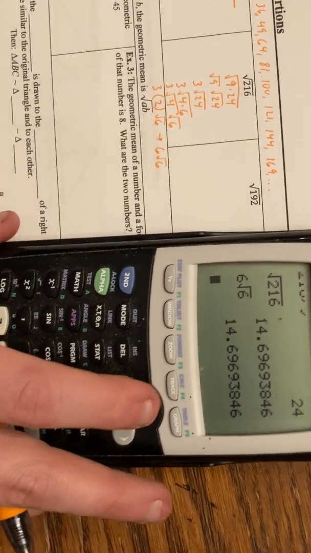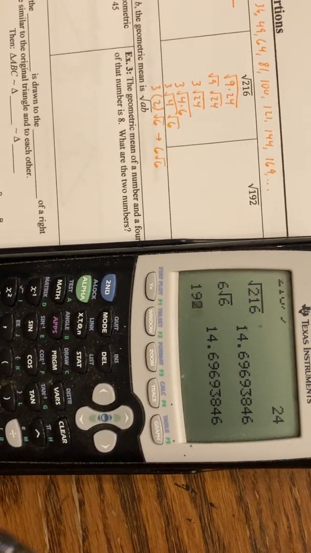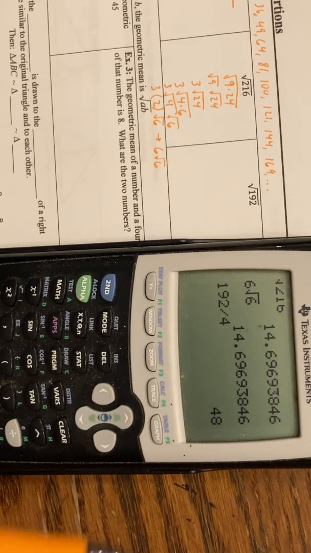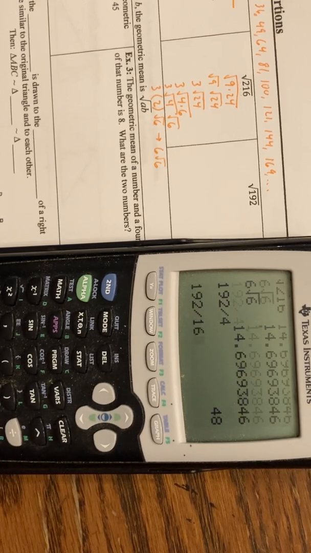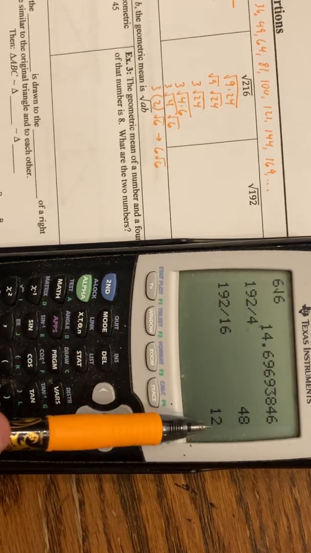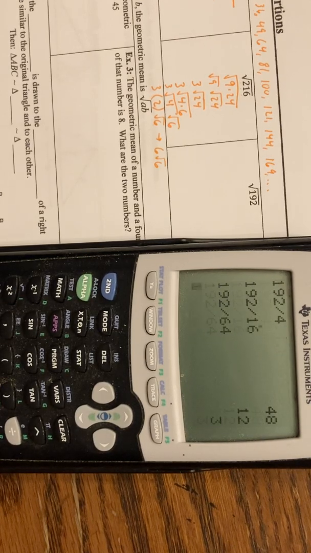Let's start figuring it out. Now, the goal is to get the largest of those perfect squares. So 192, I'm pretty sure it divides by 4, but I think I can do better. Let's try and divide it by 16. Ooh, 16, but I can do better because that also divides by 4. Let's try 192 divided by 64.